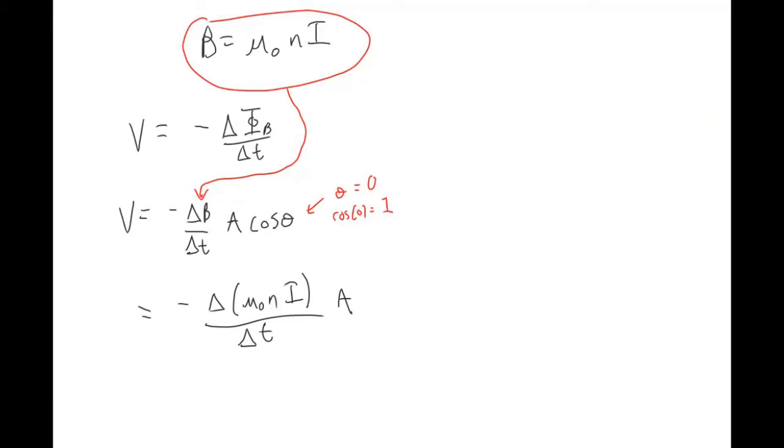So this is kind of a calculus thing, but we can reason our way through it. Mu naught is a constant, so you can't change mu naught. And lowercase n is just the number of turns per length of the solenoid. So as long as the solenoid doesn't change, then little n can't change. So the only thing that can change in this equation is the current.